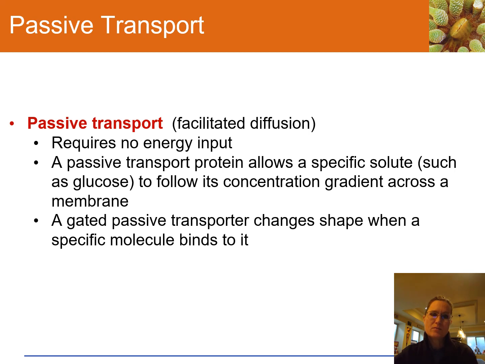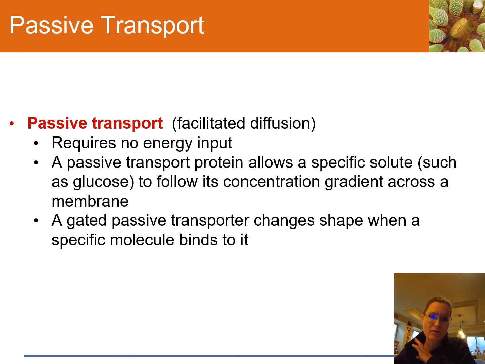And so passive transport, there's two things. One is just diffusion. It just goes across the membrane from an area of high concentration to low concentration. Facilitated diffusion is when we have a protein that it passes through.